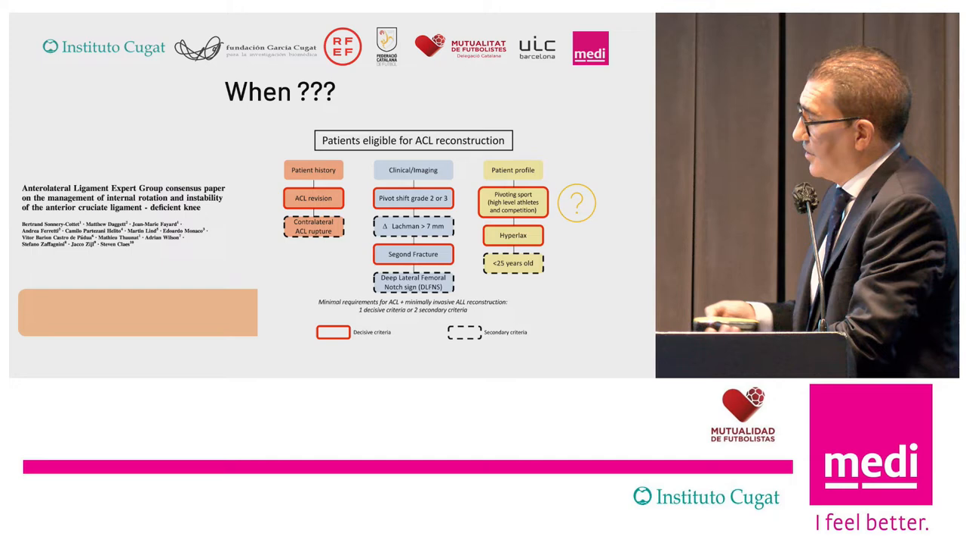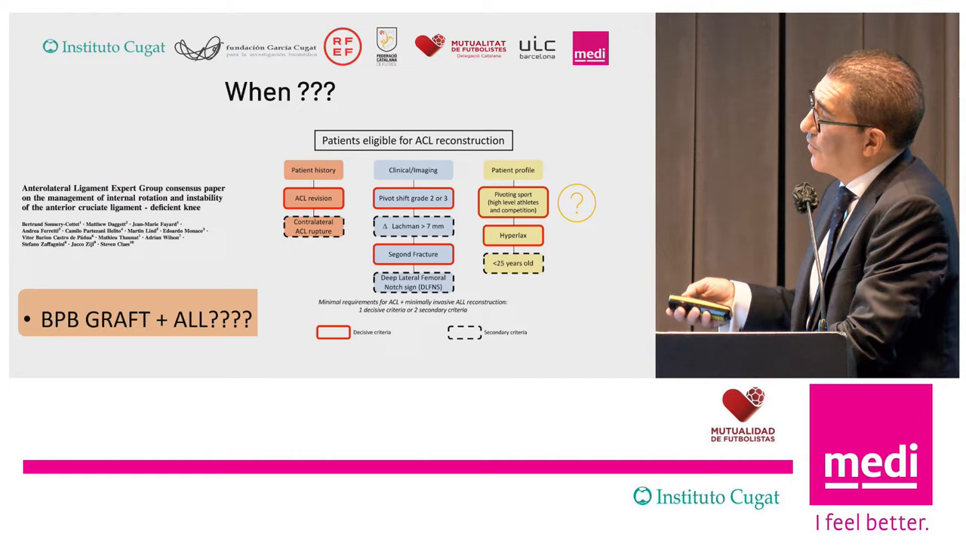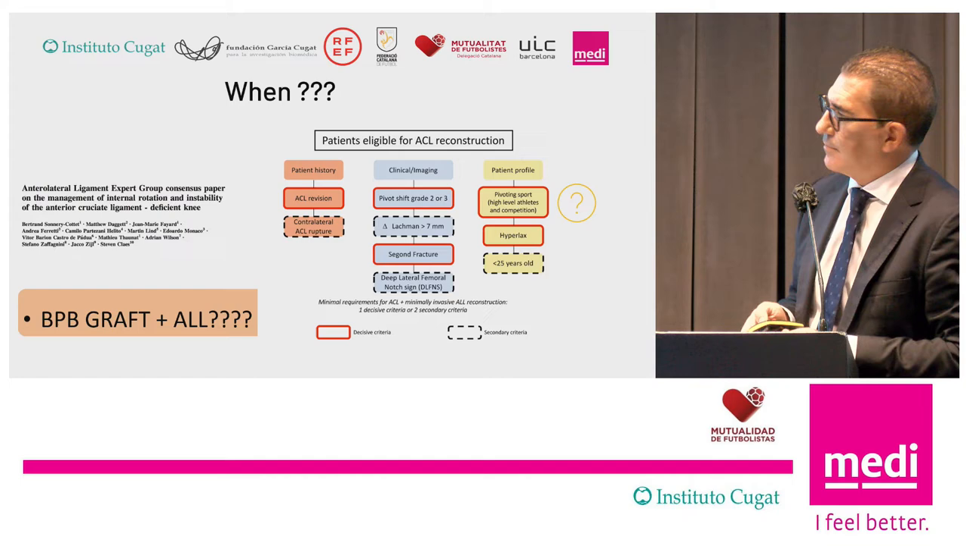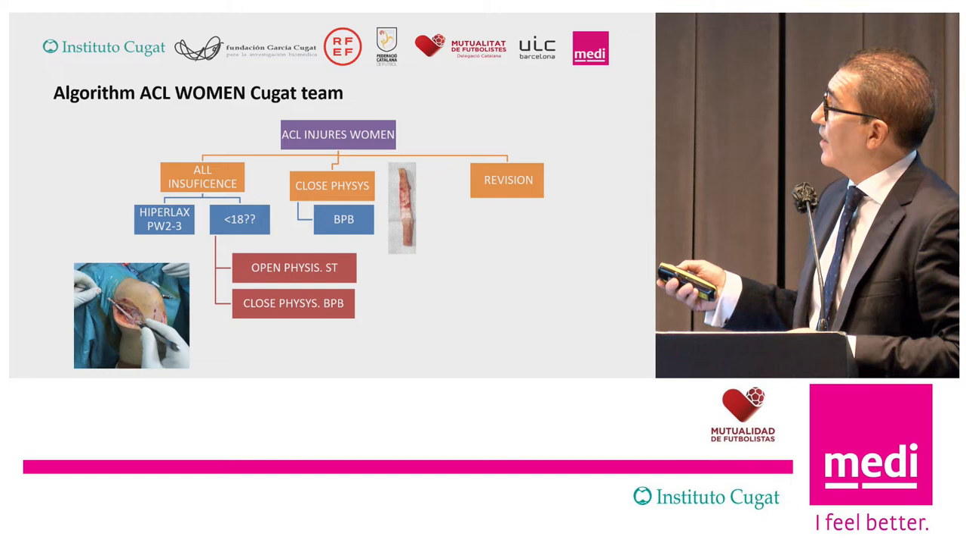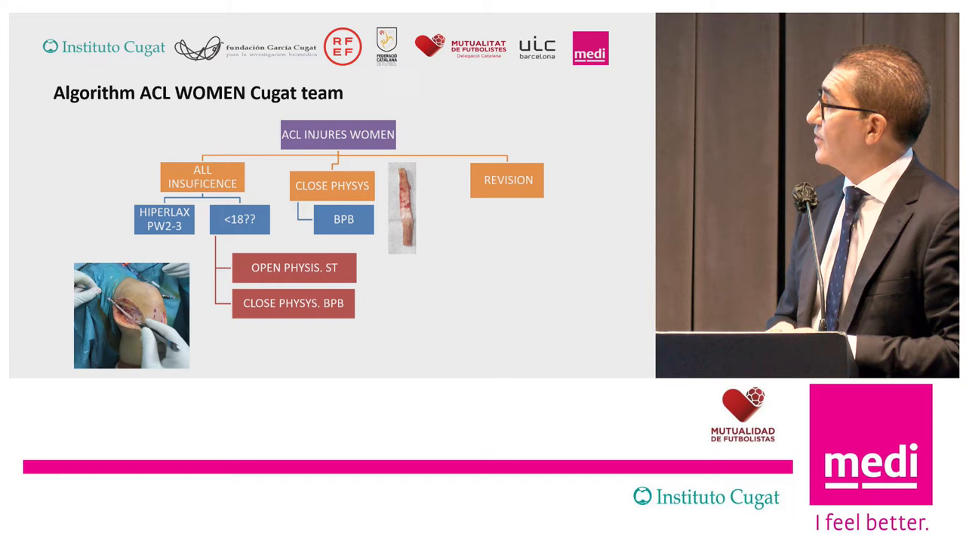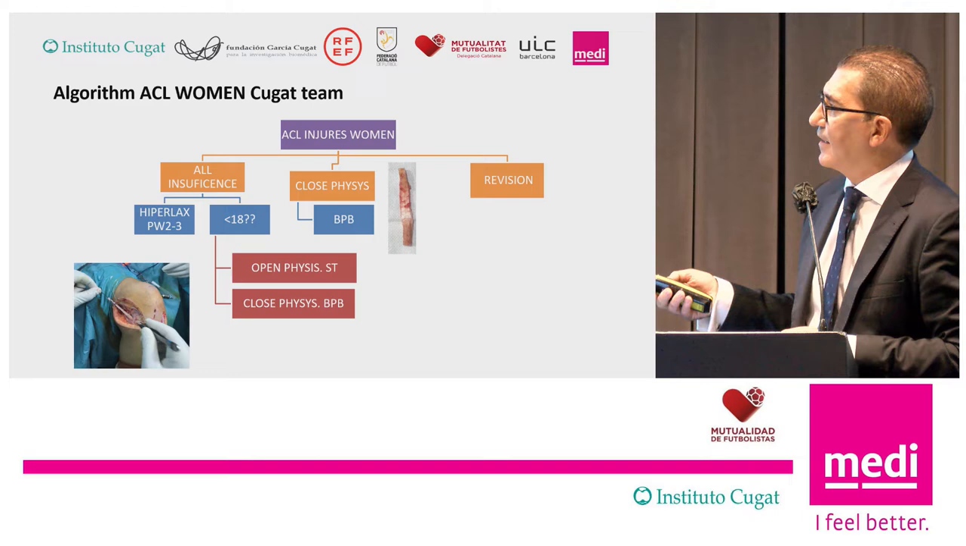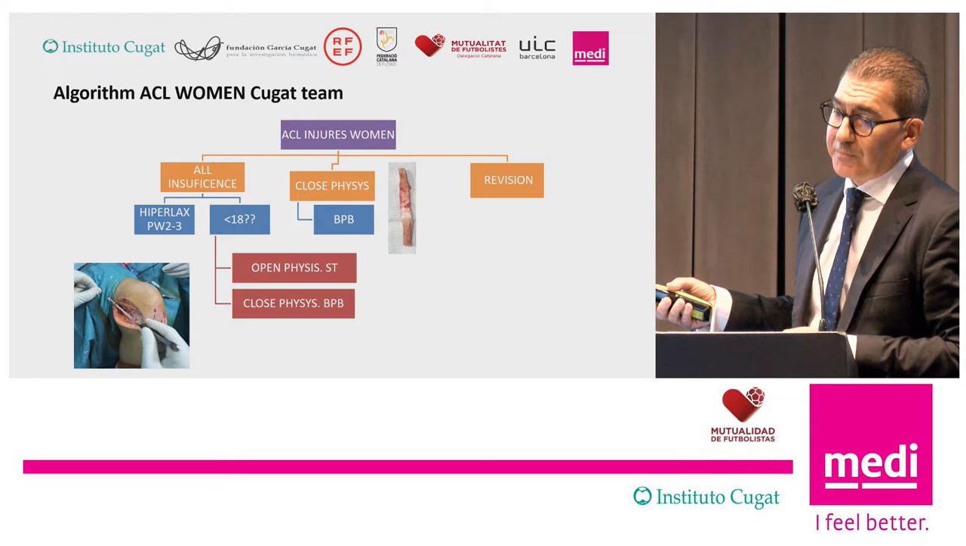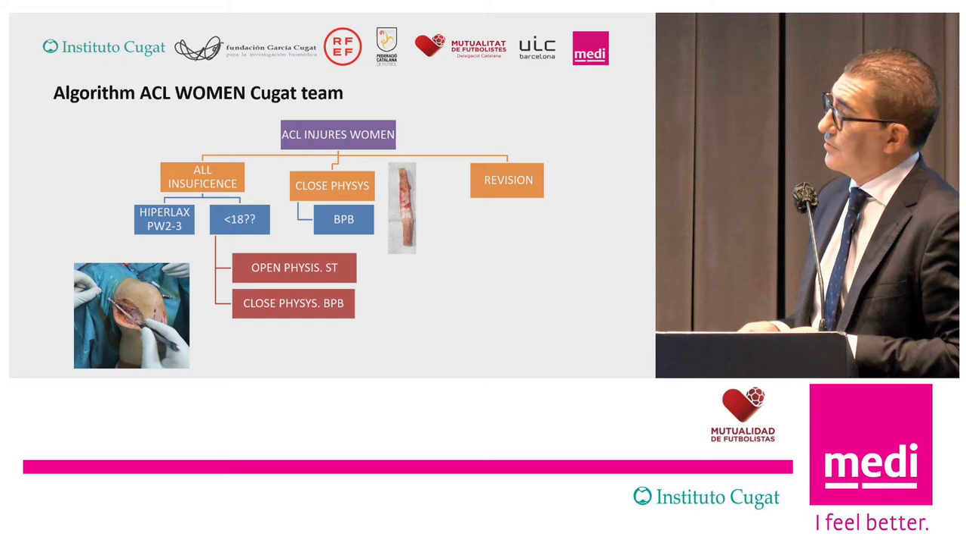But the same is performed with hamstrings. It's not performed with bone-patellar bone, and anterolateral reconstruction. This is our algorithm used in women. If we have a closed physis, we use bone-patellar bone, anatomic reconstruction, with very good results. And the problem is if you have an anterolateral instability, like a hyperlax with an explosive pivot shift, or in young people, less than 18 years, and also in revision. In these two questions, we recommend anterolateral.